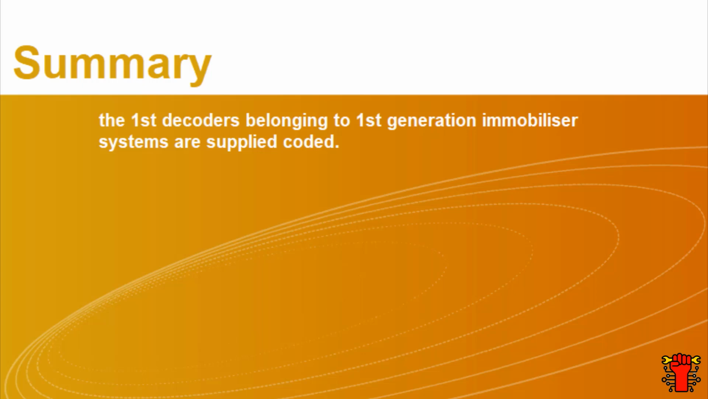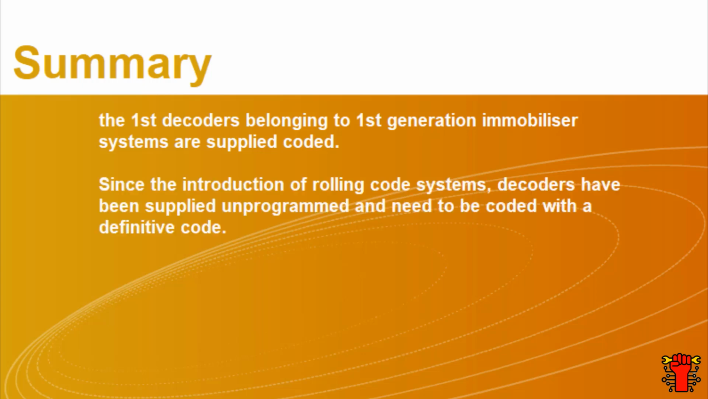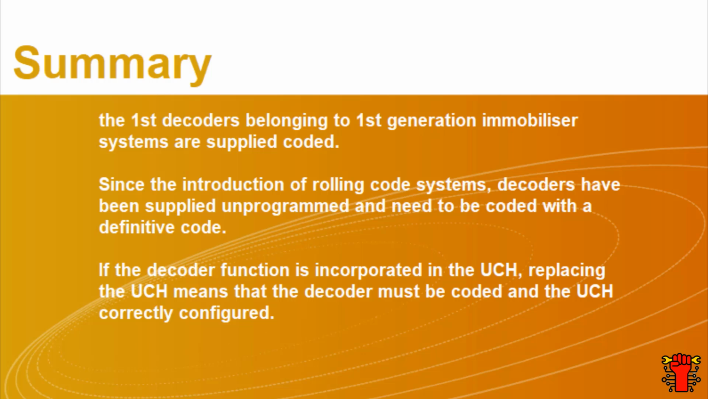In this section, we have looked at the following points. The first decoders belonging to first-generation immobiliser systems are supplied coded. Since the introduction of rolling code systems, decoders have been supplied unprogrammed and need to be coded with a definitive code. If the decoder function is incorporated in the UCH, replacing the UCH means that the decoder must be coded and the UCH correctly configured.